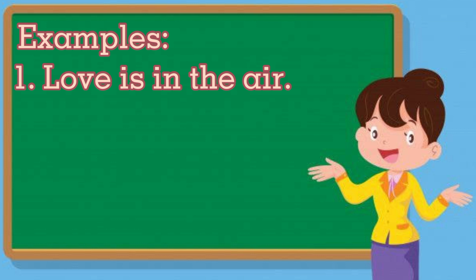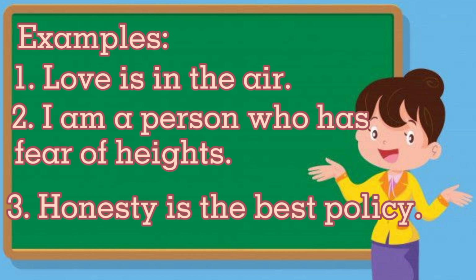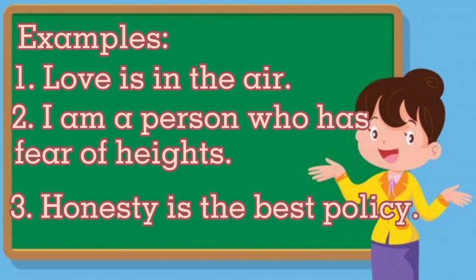Next example, we have, I am a person who has fear of heights. As you can see, guys, we used fear of heights, or the word fear, which we can feel, so meaning afraid. So it is an abstract noun. And lastly, we have honesty is the best policy. We usually say this in every corner of the classroom, and we use honesty, which refers to or gives an idea about being honest. So those are examples of abstract nouns. Again, anything that we cannot touch or see but we can feel.